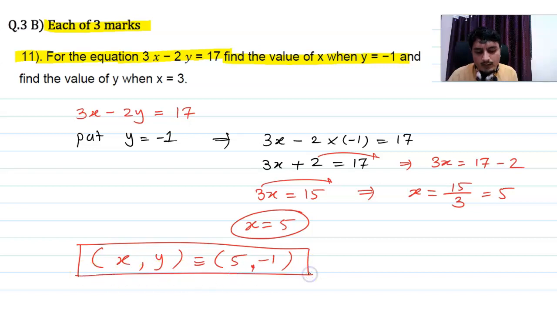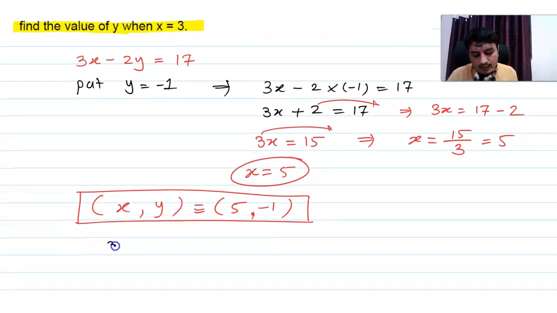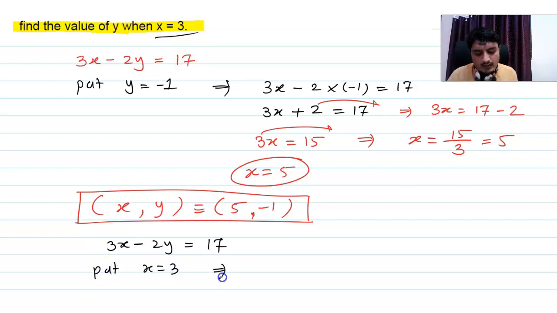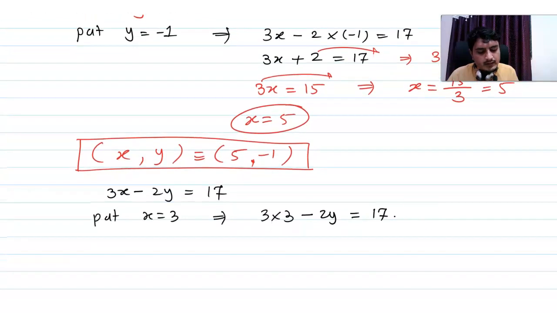Now for the same equation, look at the next part of the question. Find the value of y when x equals 3. I am writing again the given linear equation in 2 variables, 3x minus 2y equals 17. We have x equals 3. So put x equals 3. That implies 3 into 3 minus 2y equals 17. 3 3s are 9. So 9 minus 2y equals 17.